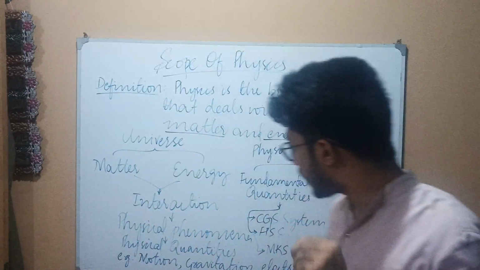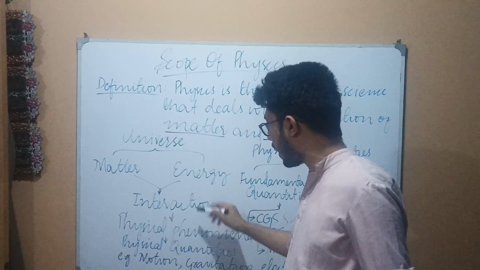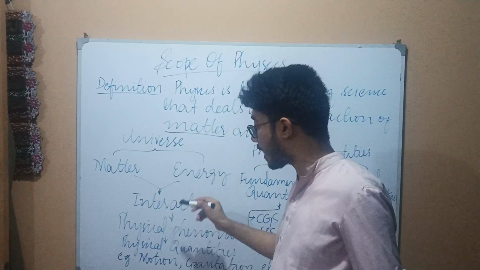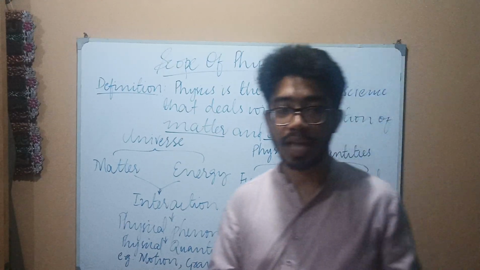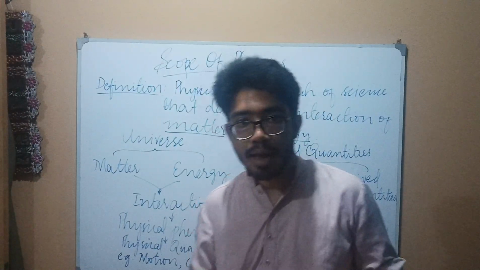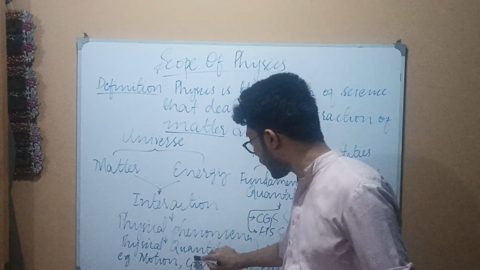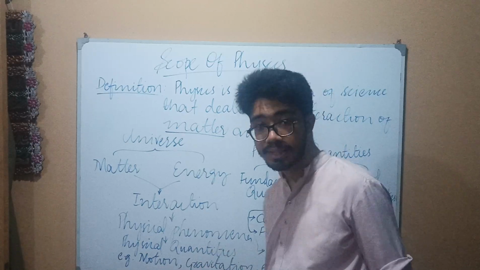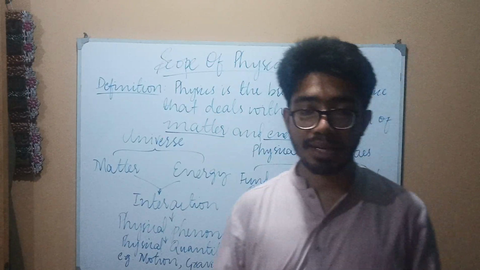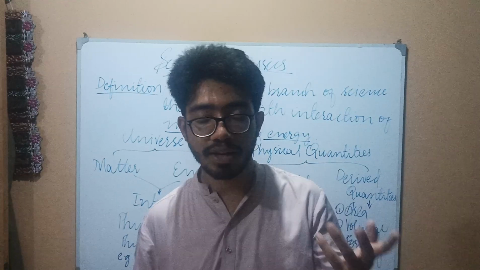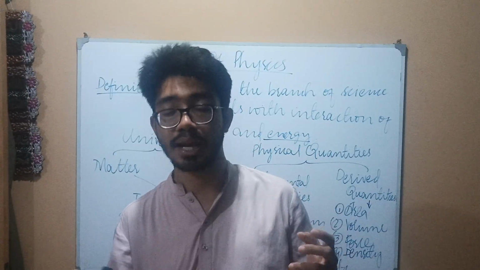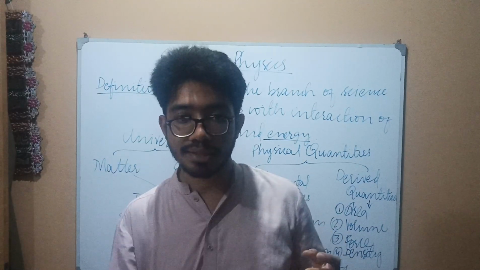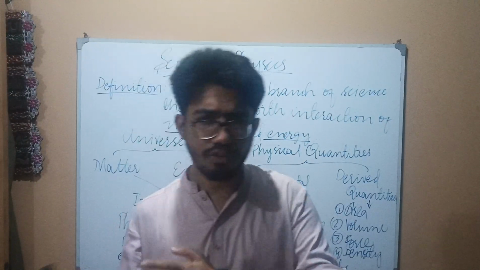So now we will learn that after the interaction of matter and energy, there happen physical phenomena, and these physical phenomena are measured with the help of physical quantities. There are 7 fundamental quantities, which are length, mass, time, temperature, electric current, amount of substance, and luminous intensity or light intensity, and they have different units.